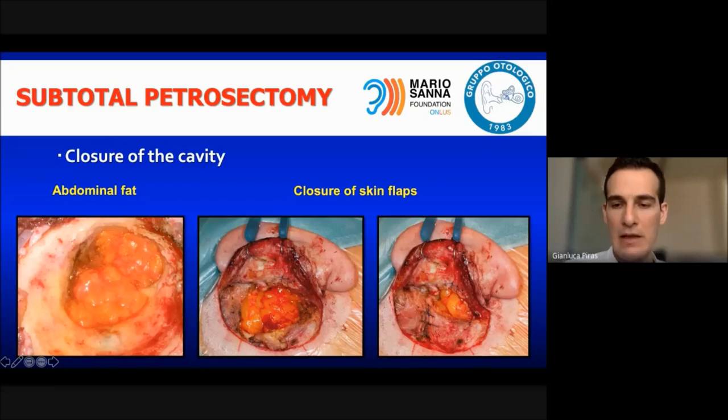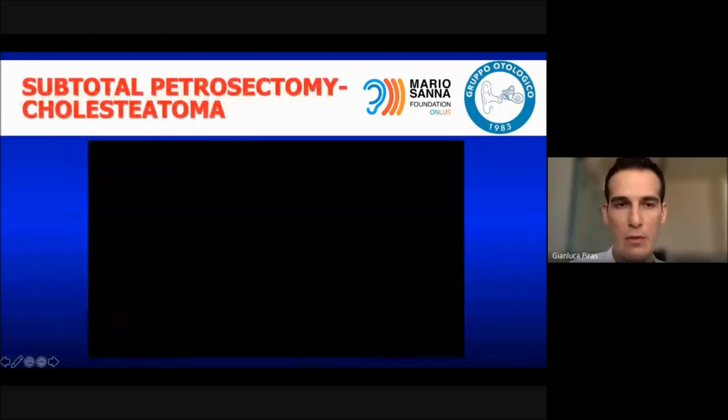If you leave the fat in contact with the skin or with the subcutaneous tissue, the risk is that the fat could be infected, or much more problematic, you could have CSF outside, so all the muscle could be eroded or then infected, and it would be much more problematic to close. But if you maintain the muscle, then you do a watertight closure and practically you won't have any problem.